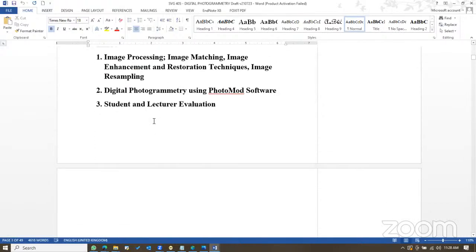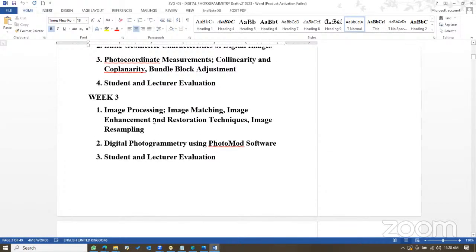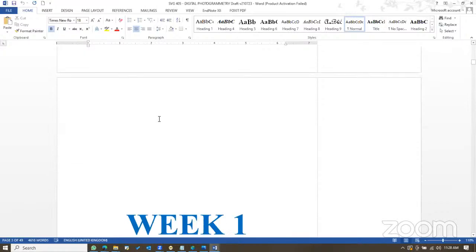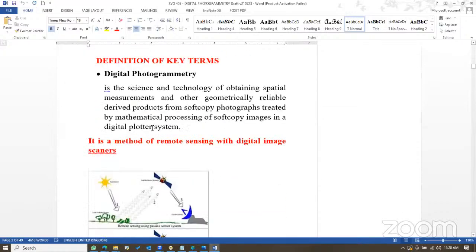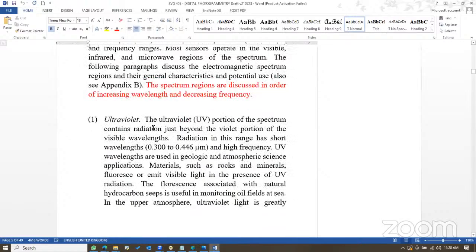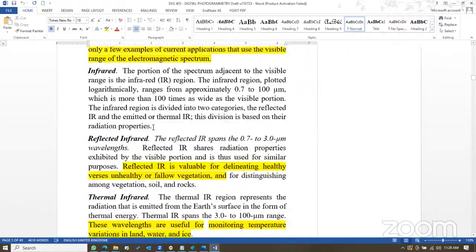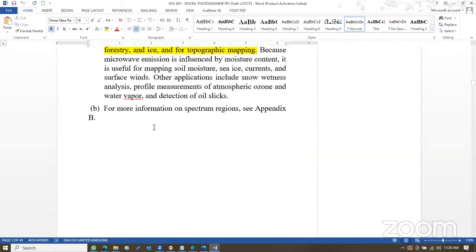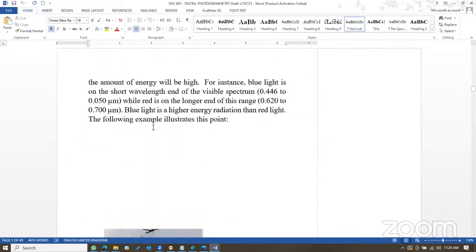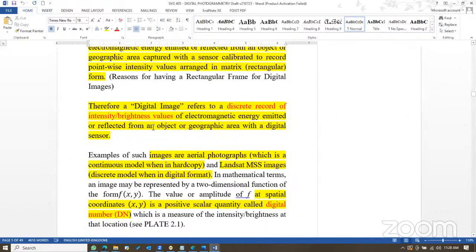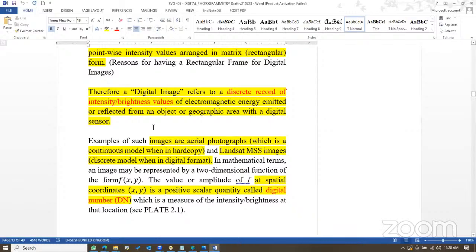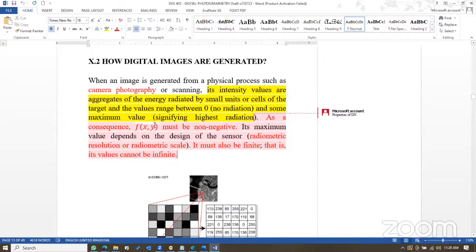So we finally end up with digital photogrammetry using PhotoModeler. I will advise you to review your notes. If you review past questions, you may be lucky. You may also not be lucky, because you may not see some past questions there.